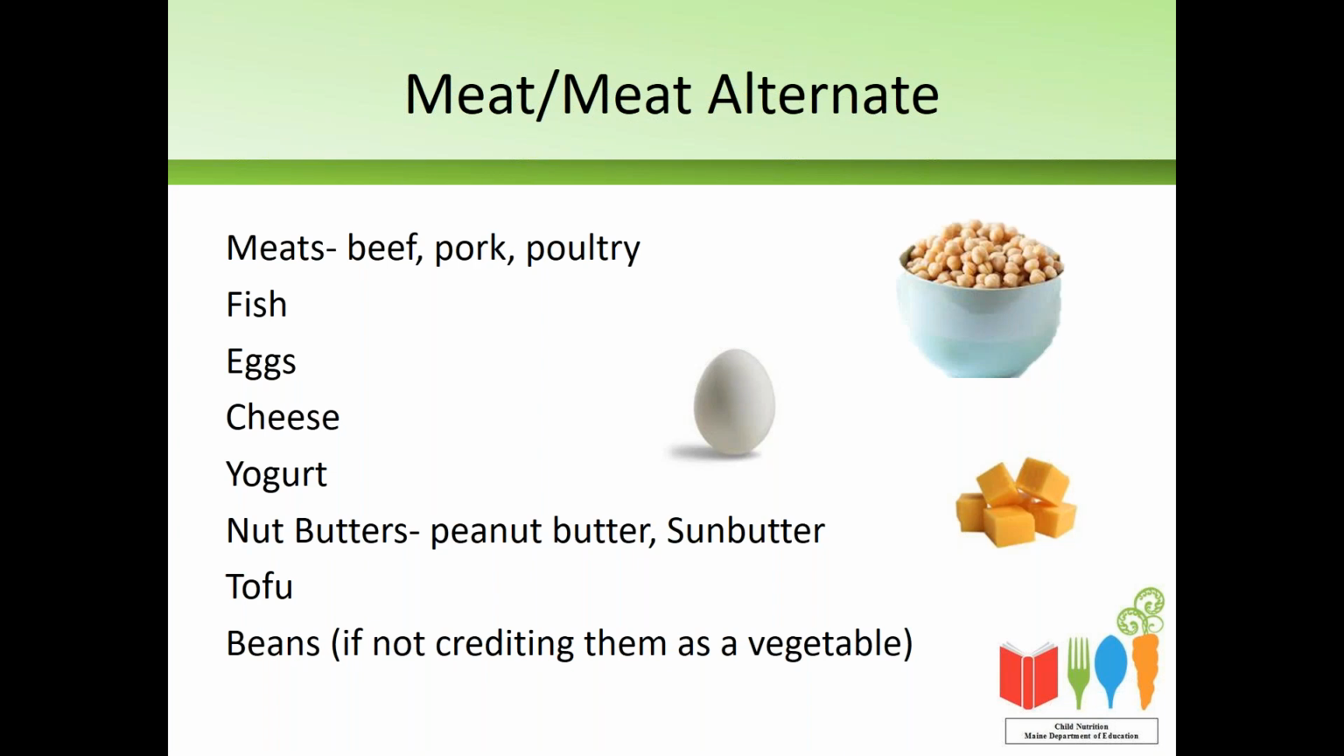Now here are some foods that would cover the meat alternate component. This includes meats, fish, eggs, cheese, yogurt, nut butters, and we're also seeing more school lunch programs offer vegetarian meals, so tofu and beans would also count as a meat alternate, as long as you're not crediting the bean as a vegetable in the same meal.